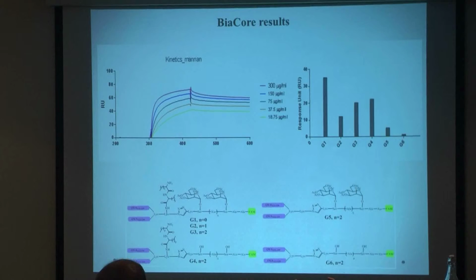So I started with kinetics for mannan, and mannan showed quite nice binding properties for this receptor loaded onto the flow cells. So here you can see I used different concentrations of mannan, and I studied the kinetics, and you can see the binding is slow, and the dissociation part is also very slow.